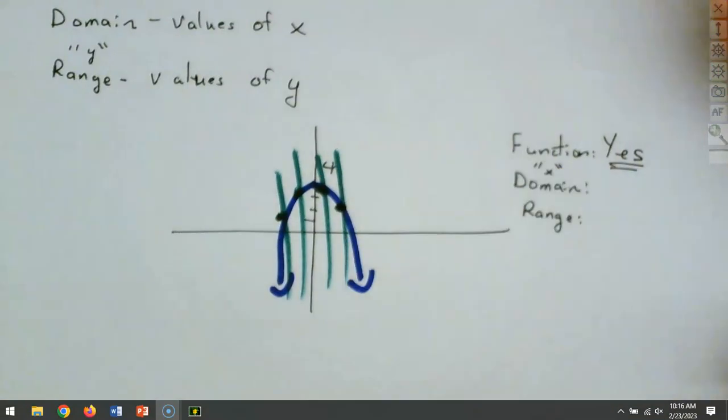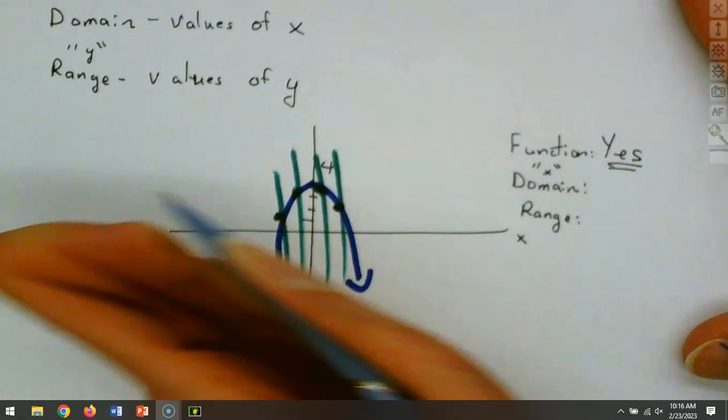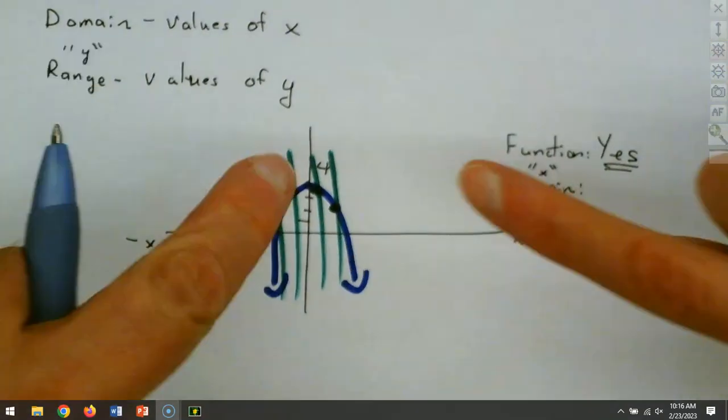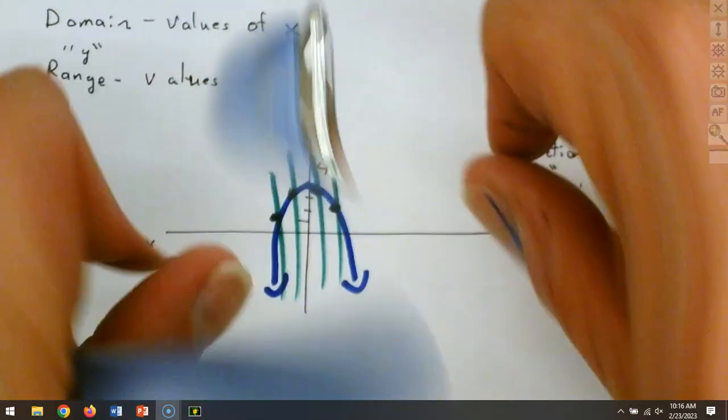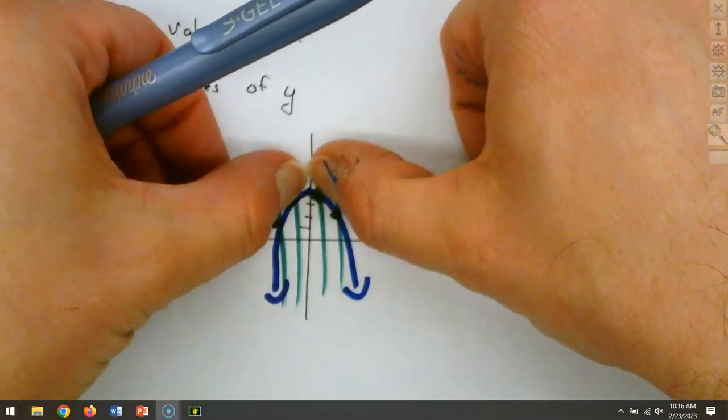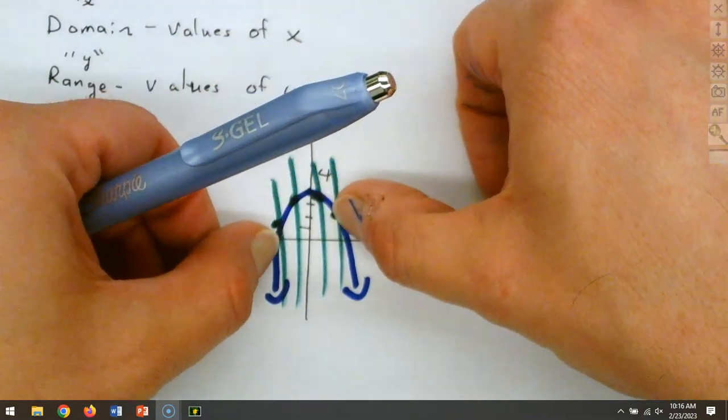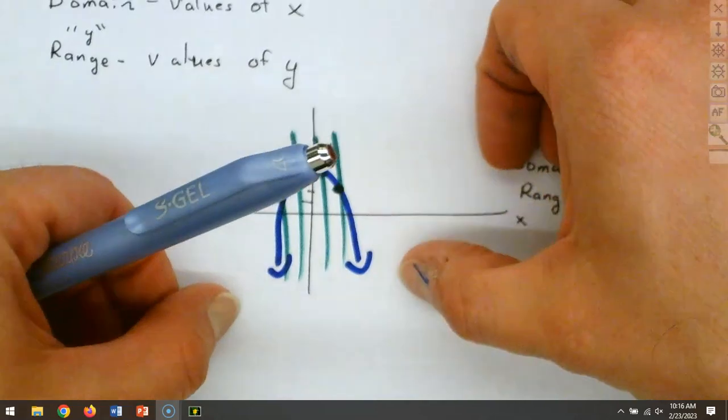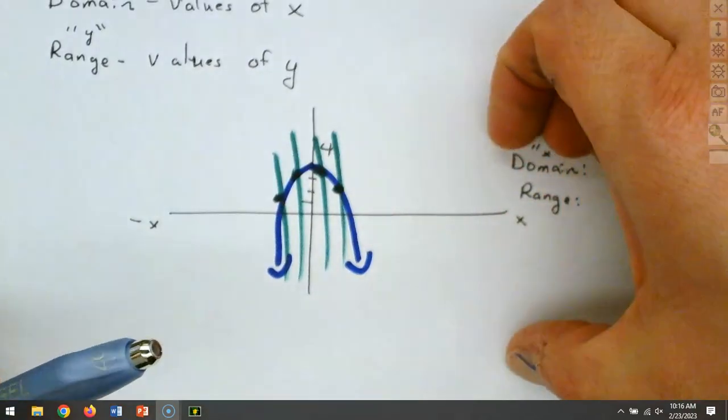And the domain is the values of x. So we'll start with the domain. This is positive x and this is negative x. So what happens with my graph here? Okay, if I'm here, what happens is I follow the graph. It goes down and it does what? Spreads further out, doesn't it?